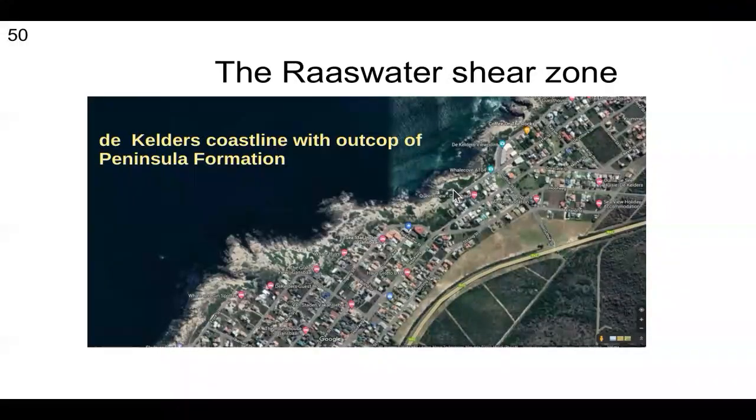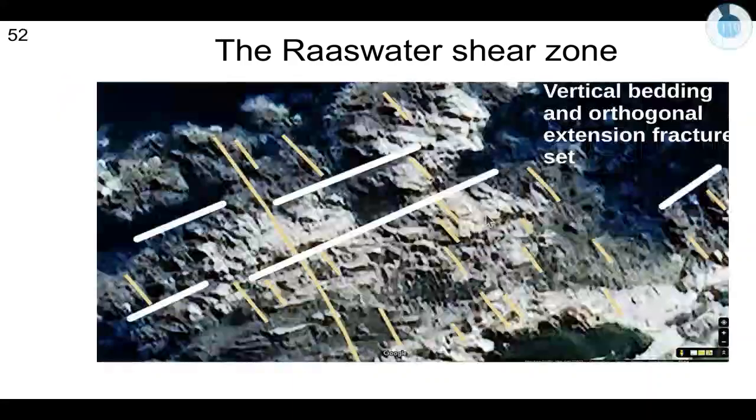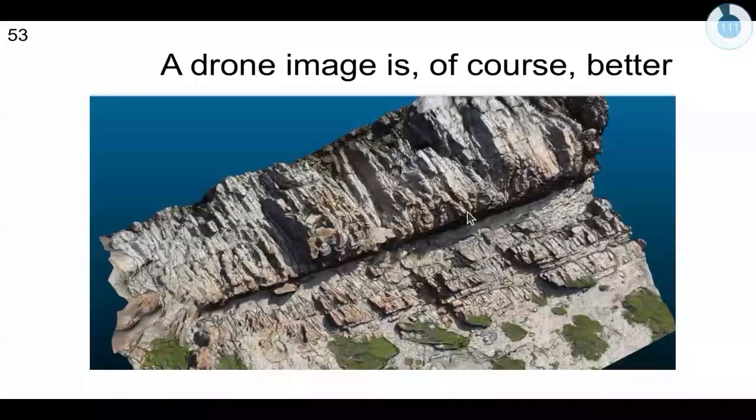So this is now where the second leg of our field trip is going, to this area, and I call it the Raaswater shear zone simply because the street Raaswater stops right there, and the structures are down there. The drone image is better. You can see bedding, very much vertical, steeply dipping. That's south, that's northeast, and the extension fractures cutting across there.